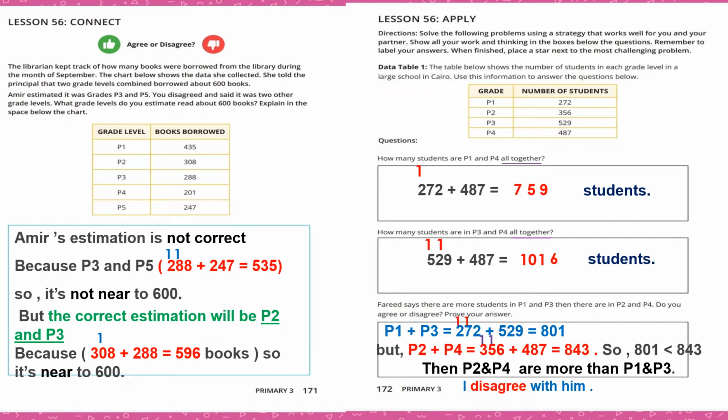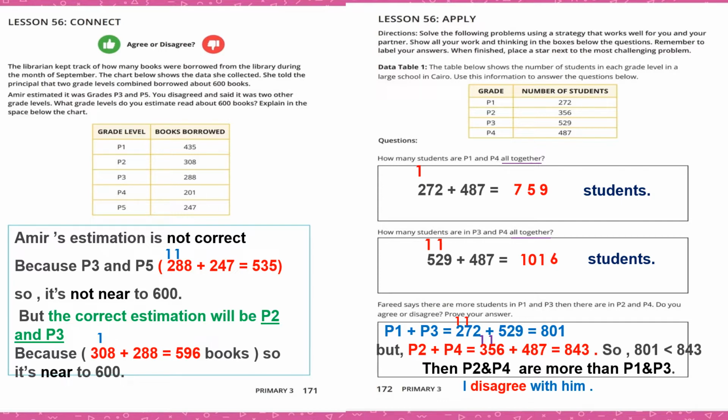Primary 1 and primary 3. Let's take the number of primary 1 from the table, 272. Okay? And primary 3 also from the table, 529. Their sum equals 801. Okay? And let's find the sum of primary 2 and primary 4 together. Primary 2 from the table has 356. Primary 4, 487. Their sum equals 843.